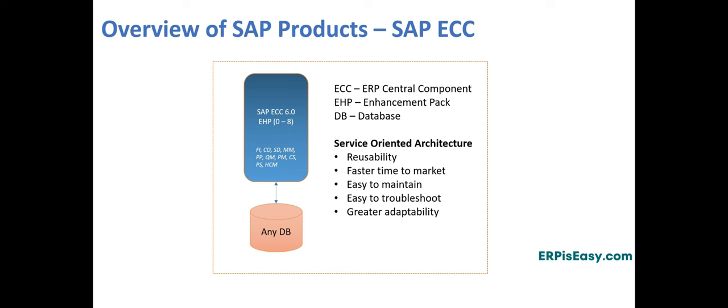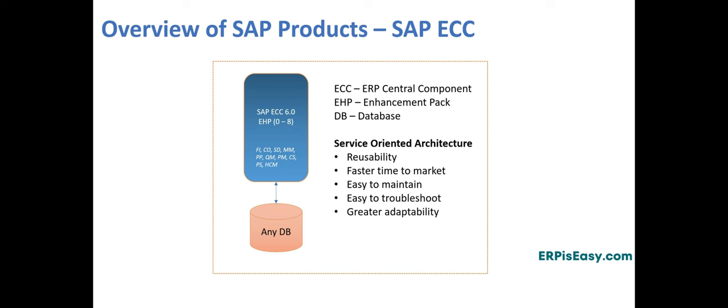Let us now discuss the components of an application server. An application server comprises various components such as an ABAP dispatcher, a gateway, an internet communication manager, a start service, and work processes. Let us now go over each of these components one by one. The first one is ABAP dispatcher. The ABAP dispatcher distributes work processes based on the type of request received.